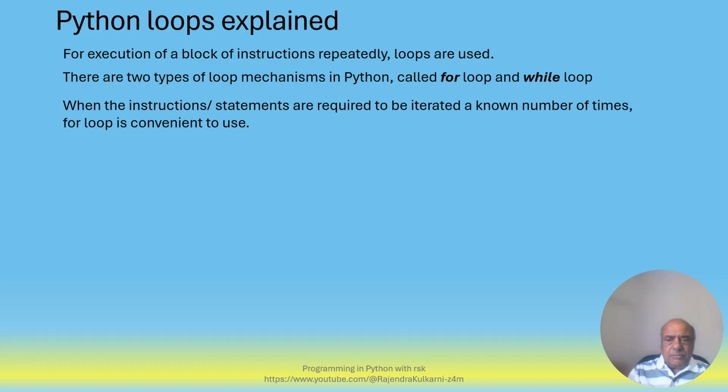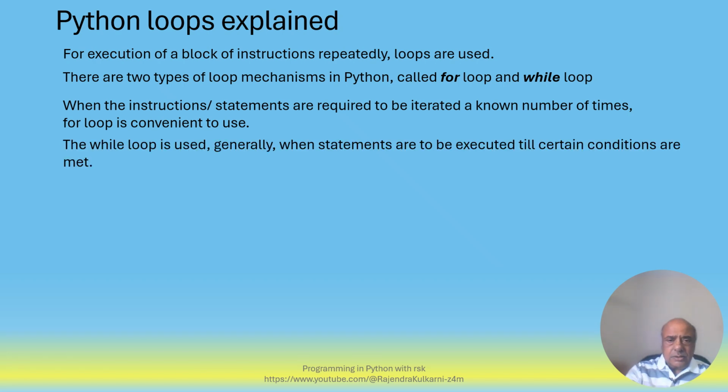When we want to iterate a block of statements, or even a single statement, a known number of times, then we use for loop. Suppose we want to print a certain character 20 times, we will use for loop for that. While loop is used generally when the statements are to be executed till certain conditions are met.